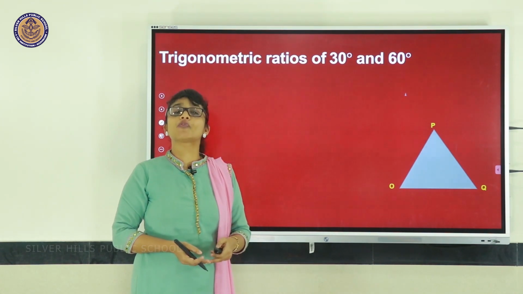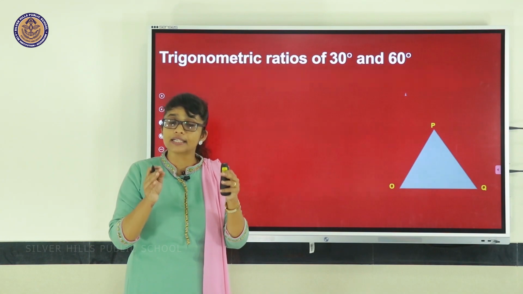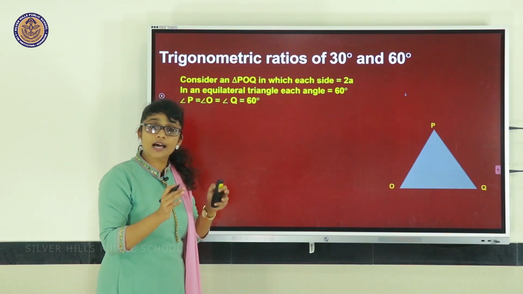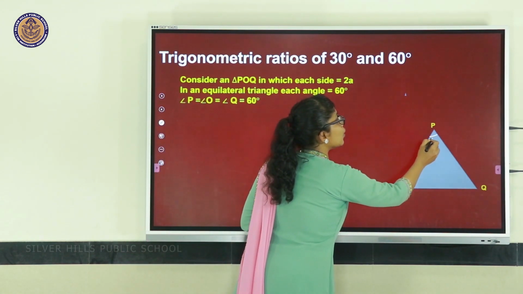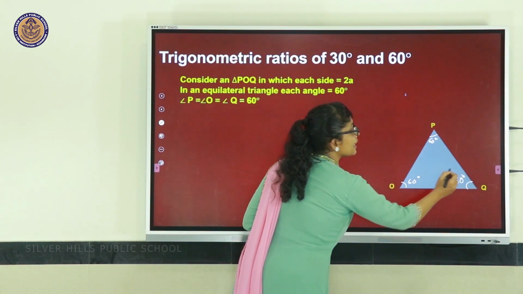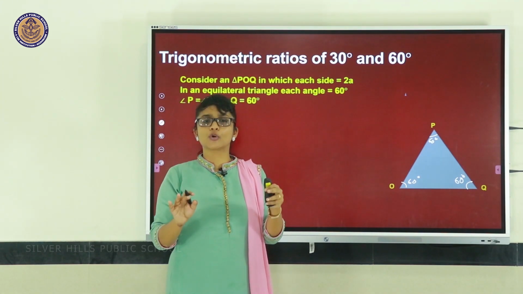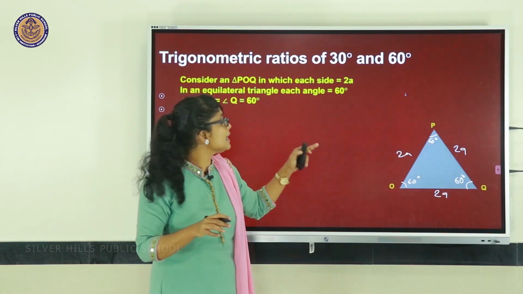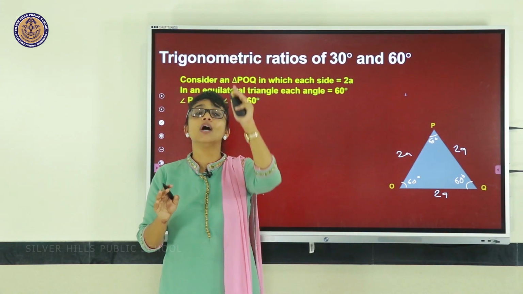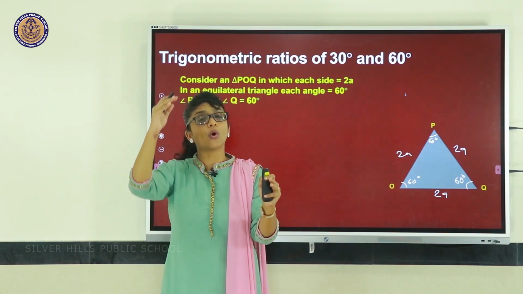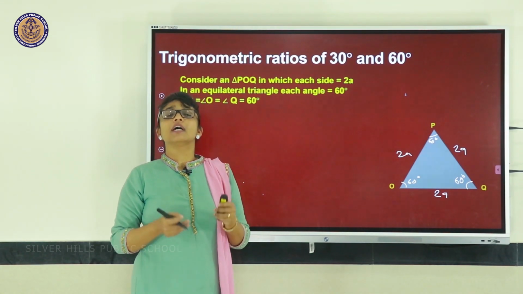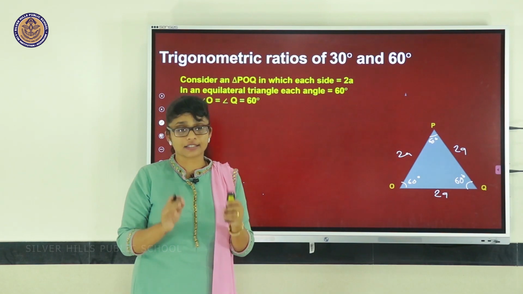What is the importance of an equilateral triangle? All sides are equal and all angles are equal. Each angle is equal to 60 degree and all sides are equal. Here we can consider each side is equal to 2a. But in the trigonometry chapter, we are usually using right angle triangle.